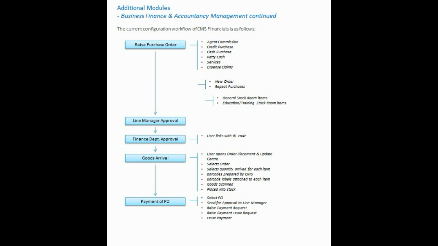Once the line manager has approved, the finance department verifies the order by linking the items on the form to GL codes. Once the goods arrive, the stock controller produces the barcodes from within CMS and scans the items into stock. The payment of the purchase orders is then escalated to the business finance users who are able to generate approval requests and issue payments.